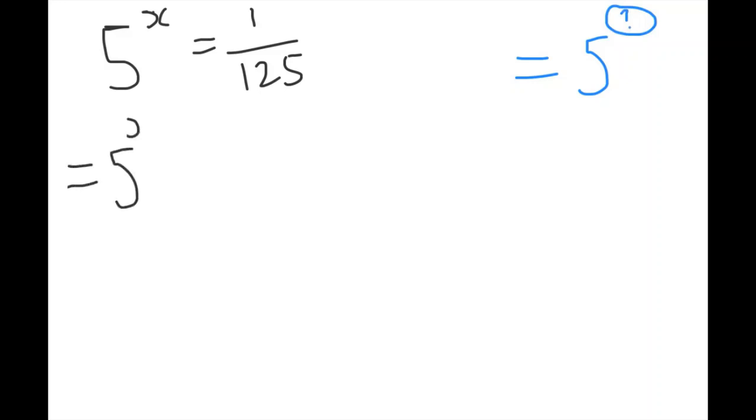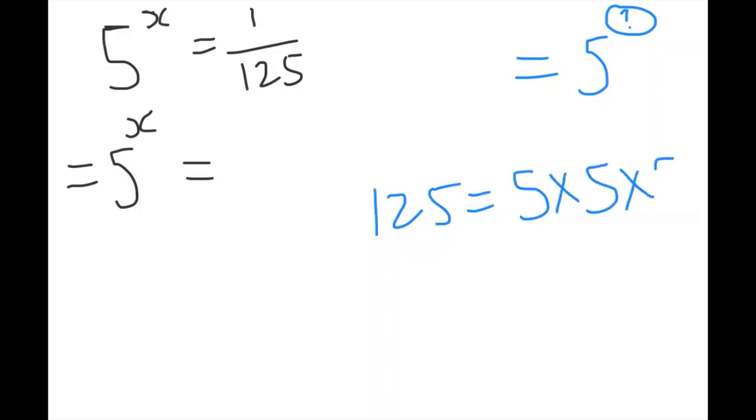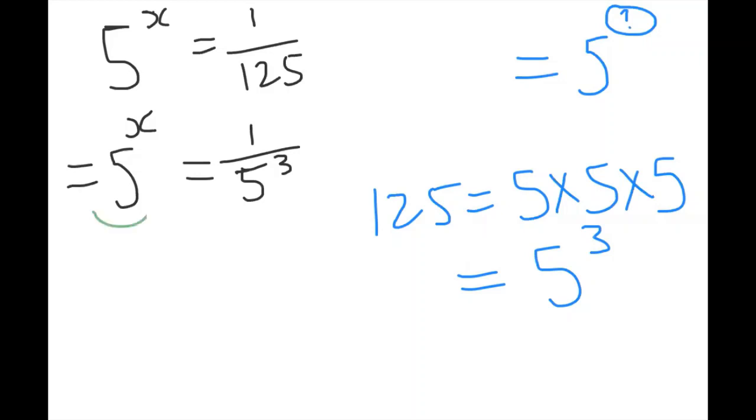So here we have 5 to the power x. If we look carefully, 125 equals 5 times 5 times 5, which equals 5 to the power 3. So here we already have 125 equals 5 to the power 3. So let's write that over there, 5 to the power 3. But this 5 over here and this is not the same. The base is not 100% the same. So let's see if we can change this here to put a 5 at the bottom.